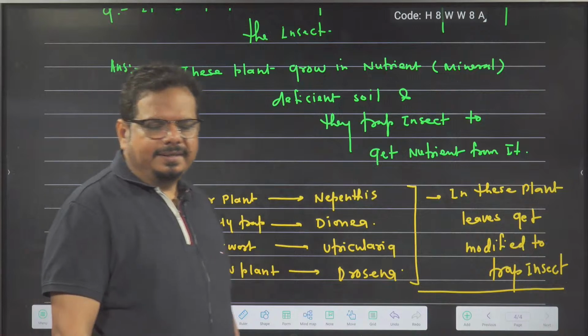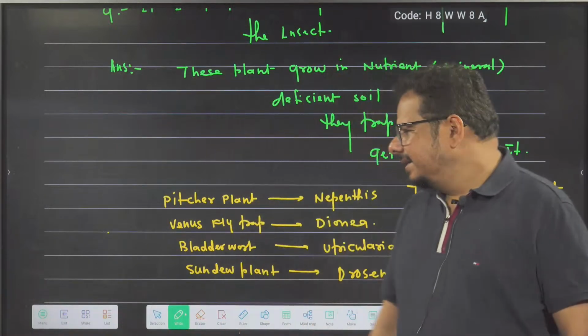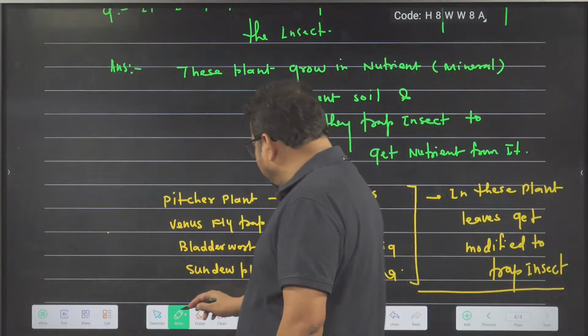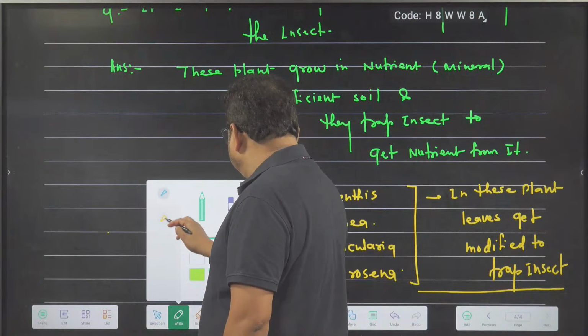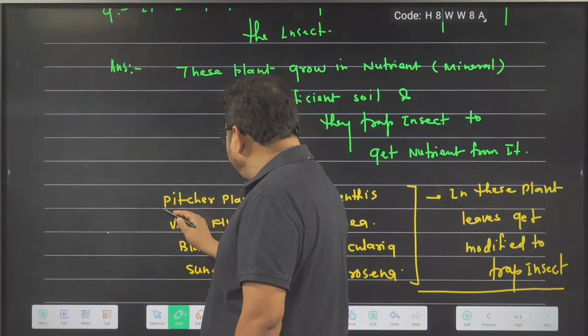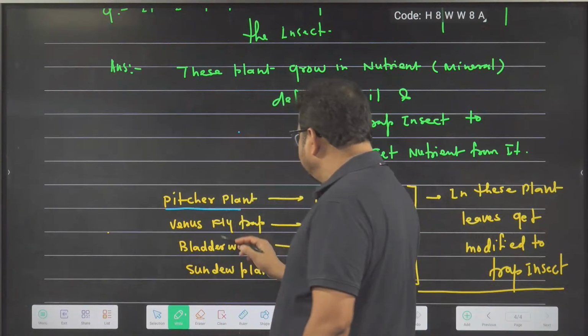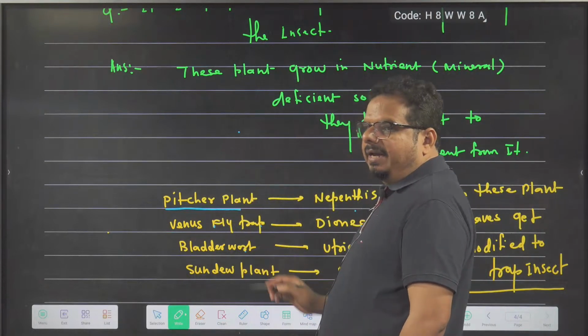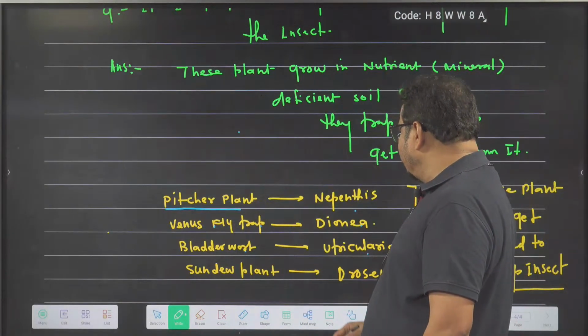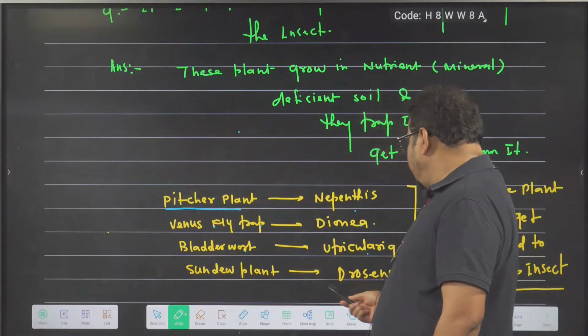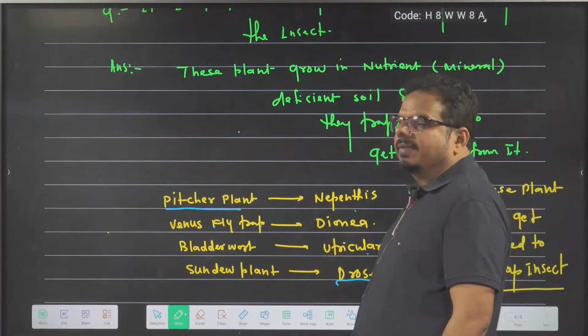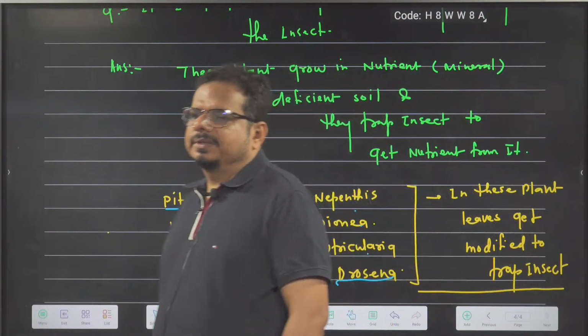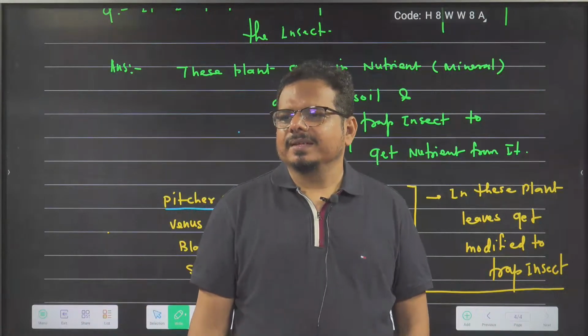Done? Over? Clear? What examples did I tell for these insectivorous plants? Once again, revising: pitcher plant, also called Nepenthes; Venus flytrap, also called Dionaea; bladderwort, also called Utricularia; sundew plant, also called Drosera. So these are some of the insectivorous plants.